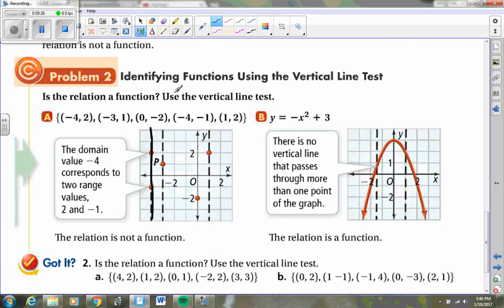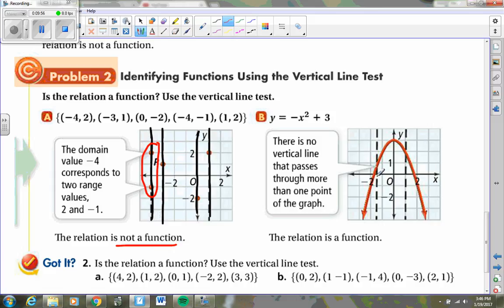Okay, so look at this. In letter A, they've plotted all these different points. -4 in the x, 2 in the y, -3 in the x, 1 in the y, 0, -2, -4, -1, and 1, 2. And they've drawn vertical lines through all of their points. The problem comes right over here, because if this vertical line hits these 2 points right here, that's a big, big problem. So that relation is not a function.